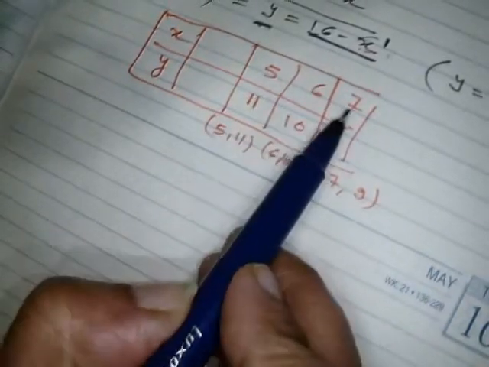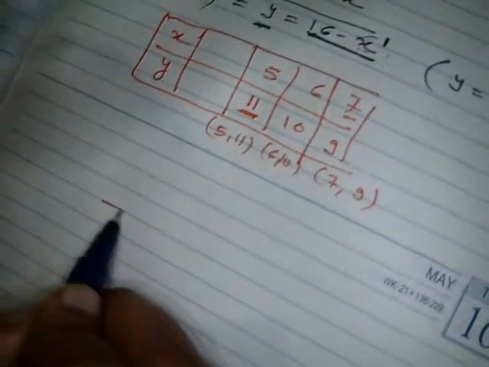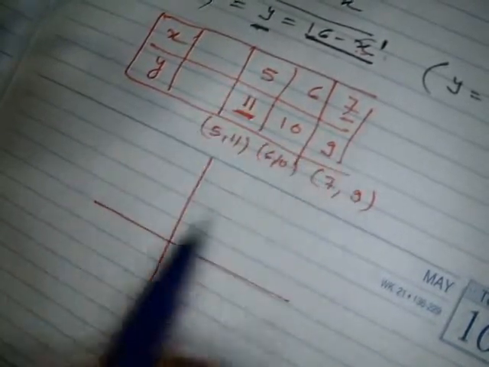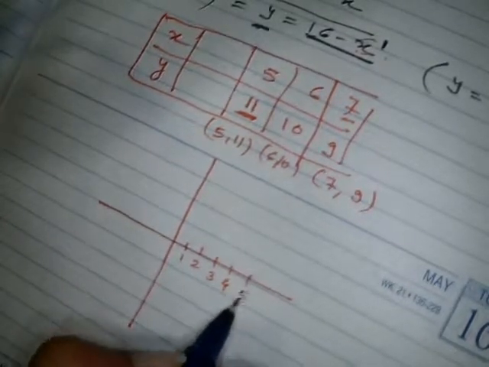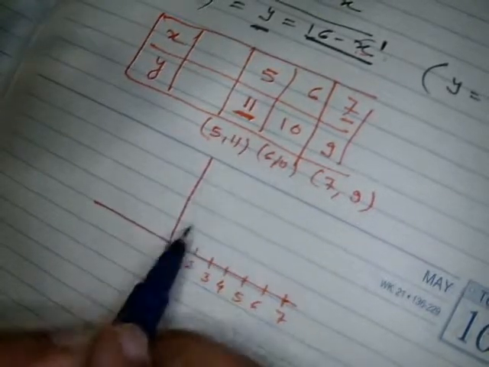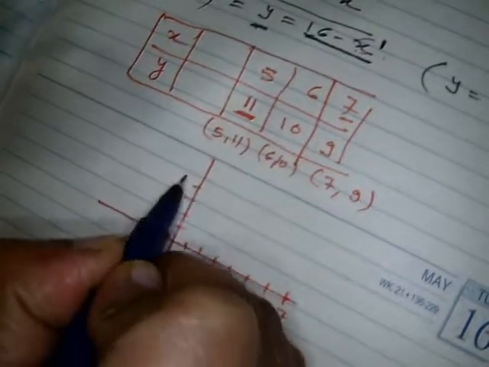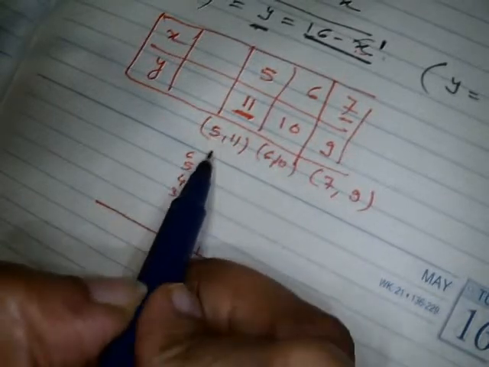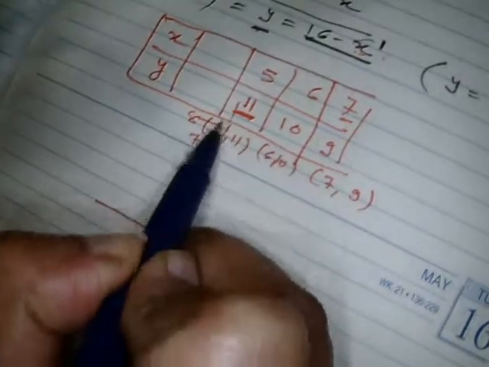So I am going to plot it over here before you. On the x-axis I need a maximum of 7. So this is 1, 2, 3, 4, 5, 6, and this is 7. Now on the y-axis I need 11. So 1, 2, 3, 4, 5, 6, 7, 8, 9, and this is 10, and this is 11.